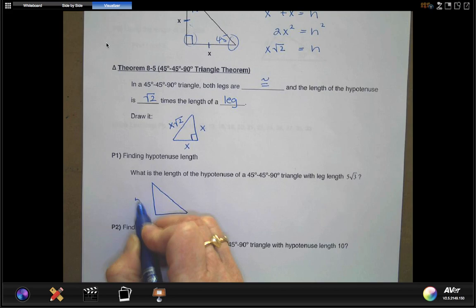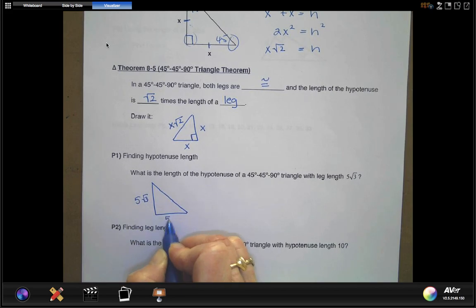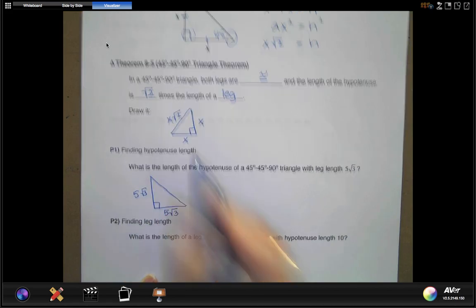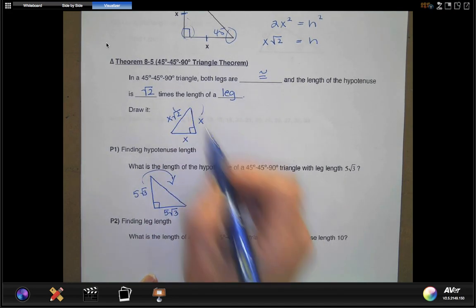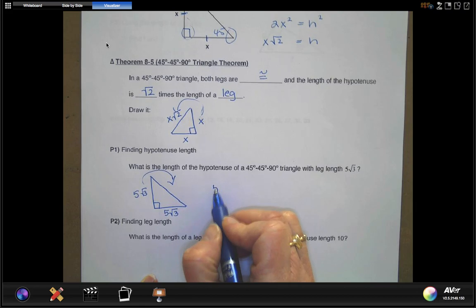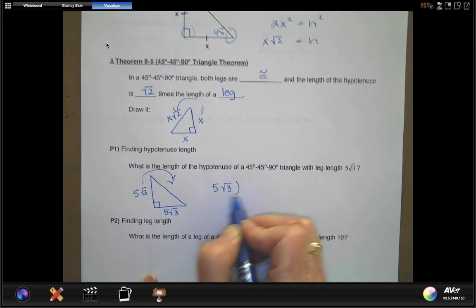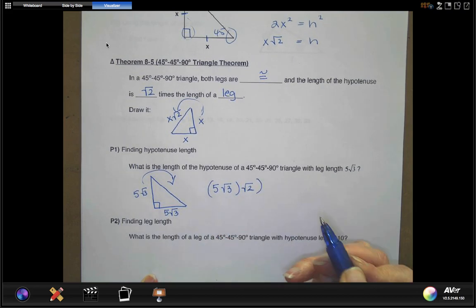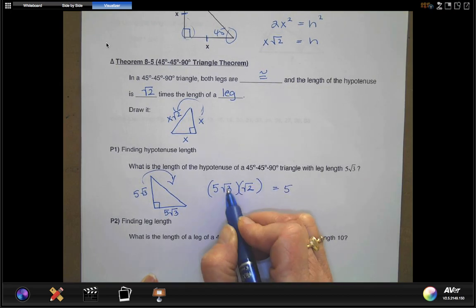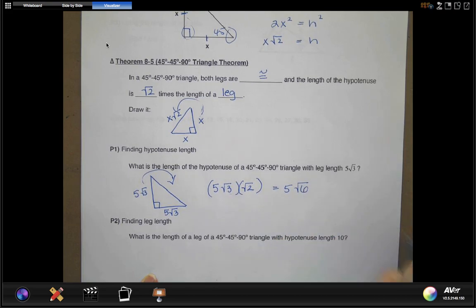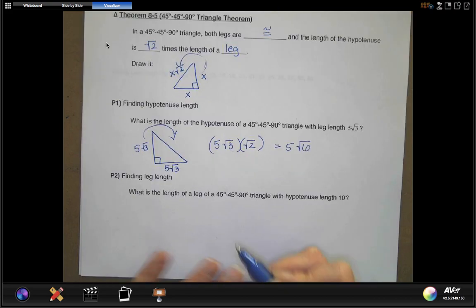So you could use the Pythagorean theorem here again still, but the idea with this shortcut, if I'm taking a leg and going to the hypotenuse, then I just have to multiply it by the square root of 2. So 5, and then the square root of 3 times the square root of 2 ends up being the square root of 6. So my answer for the hypotenuse is 5 square root of 6.